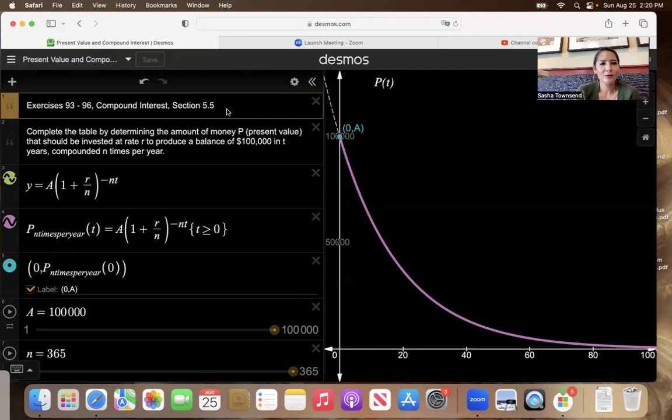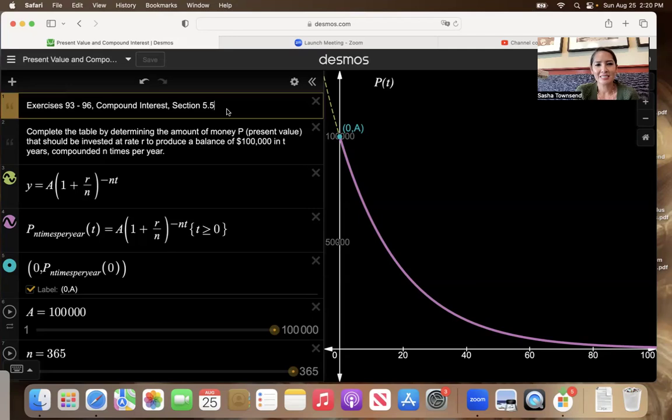In this video, we discuss problems 93 through 96, which are additional problems on compound interest. The problem statement says, complete the table by determining the amount of money P, that's called the present value, that should be invested at a given interest rate to produce a balance of $100,000 in T years when we're compounding interest N times per year.